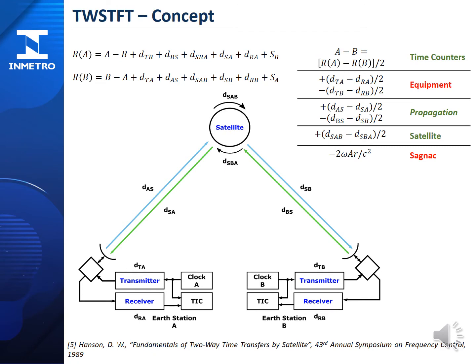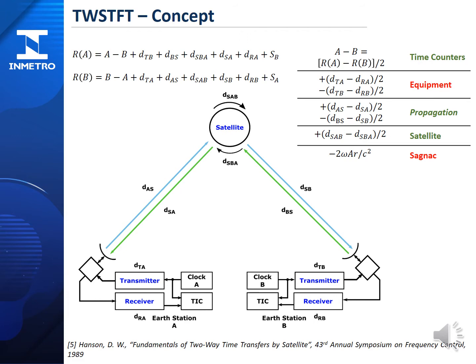The concept of the Two-Way technique can be understood considering two stations, each with a clock and a time interval counter. The signal of 1 pps from clock A is connected to the local time interval counter and to the remote time interval counter using the satellite link. The same is true for clock B. There are two delay equations for the readings RA and RB from the time interval counter of each station.